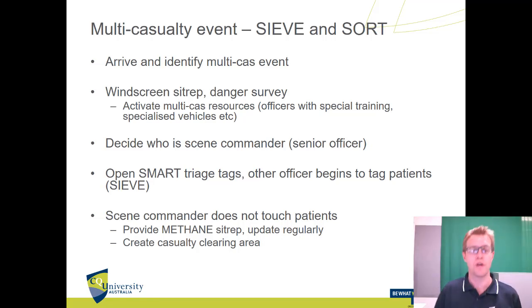So you'll have, and we'll show you these at the res school hopefully, the smart triage tags, and we're going to go over these in the lecture as well. So you'll go around and start tagging patients.